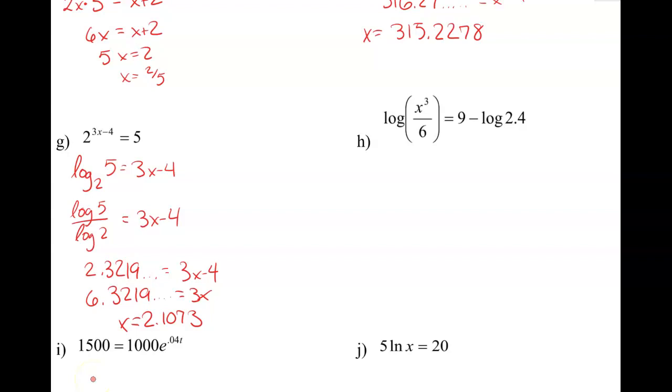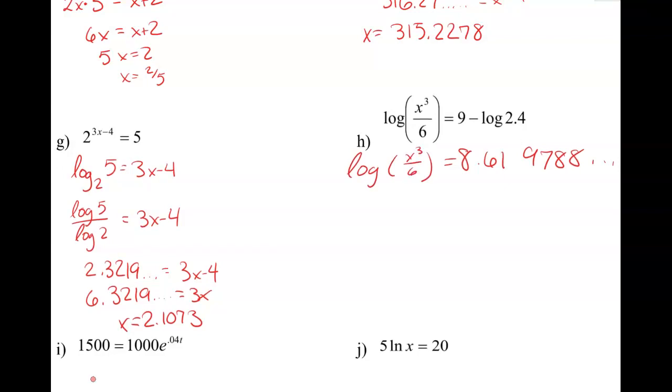Alright, so I've got log of x to the third over 6 is equal to 9 minus the log of 2.4. Alright, so again, I've got logarithms on both sides, so there's a couple of different ways to solve this, to be completely honest. The first thing I notice is that log of 2.4 should just be a number, so I can type that in and take 9 minus that number, which will give me approximately 8.619788 yada yada yada is equal to that log of x to the third over 6.